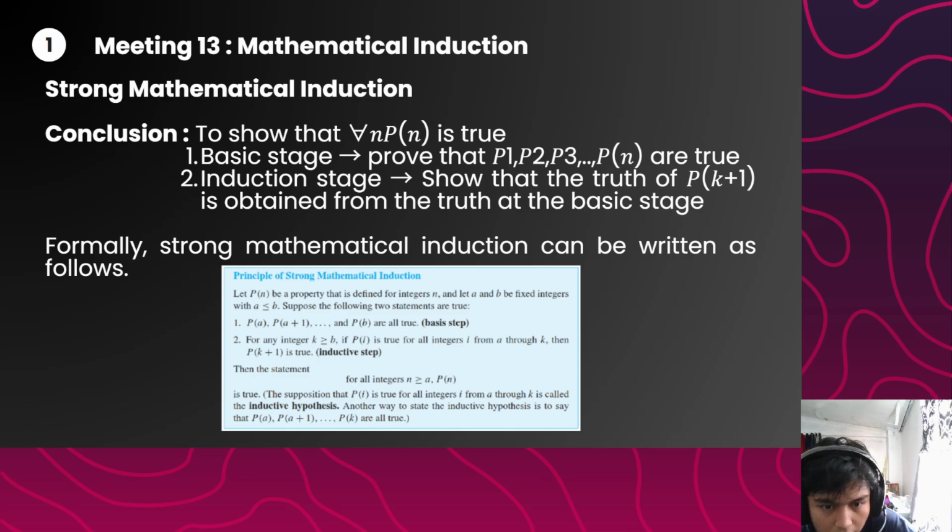The supposition that Pi is true for all integers i from a through k is called the inductive hypothesis. Another way to state the inductive hypothesis is to say that Pa, Pa plus 1, up to Pk are all true.